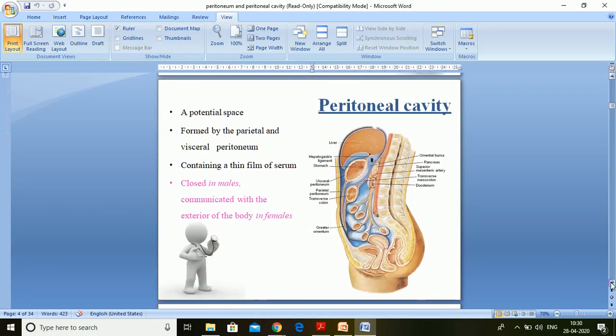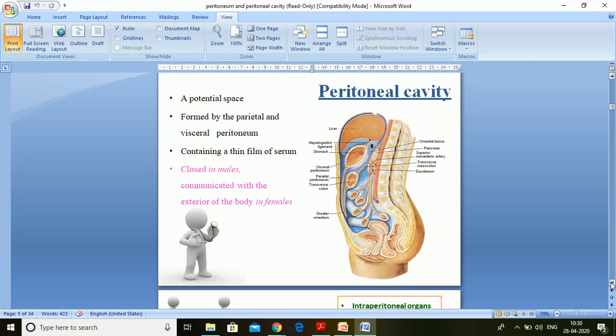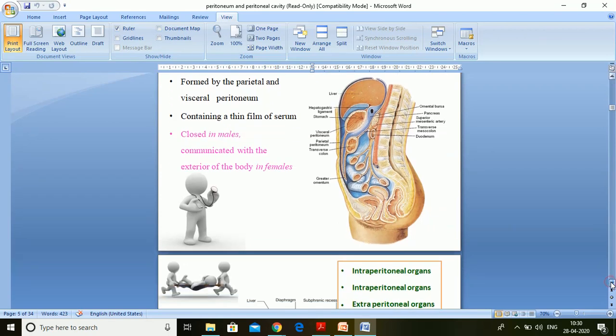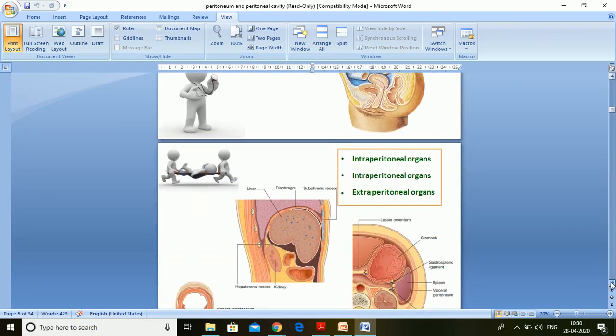The peritoneal cavity is a potential space formed by the parietal and the visceral peritoneum, containing a thin film of serum-like fluid called the peritoneal fluid. It is a closed sac in male, while it is an open sac in female. Why do we call it open sac? Because in female, the uterine fallopian tubes open towards the uterus, and it is connected with the ovarian mesosalpinx. So there the fallopian tube becomes open to the peritoneal cavity, and the passage becomes patent or open in female, while in males it is a closed sac.